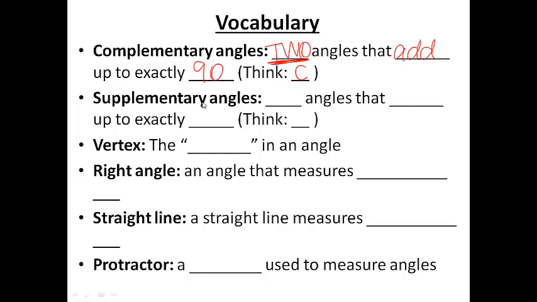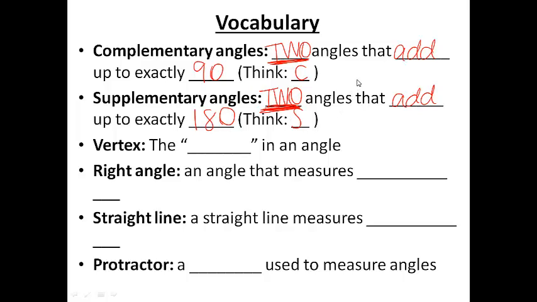A supplementary angle are 2. It's always going to be 2 angles that add up to exactly, well, if this adds up to 90, what do you think this might be? 180. Good. And we're going to think S.